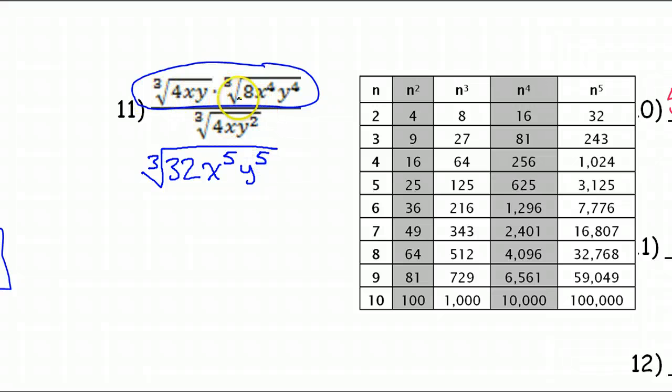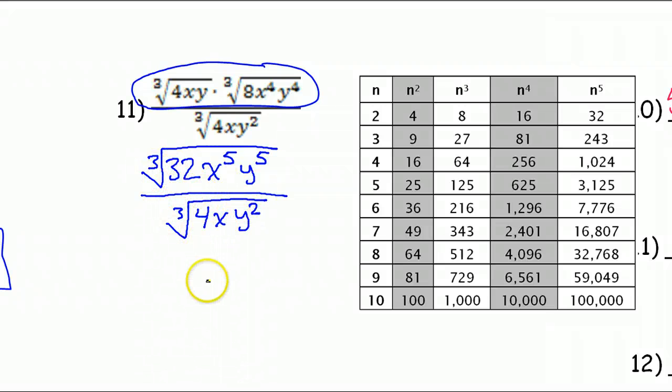Okay, fine. So I put those all together. So far in the denominator, I still have the cube root of 4xy squared. Now again, since they're both cube roots, I can do this division. Alright, so let's see what happens. Cube root still. 32 divided by 4 is 8. X to the 5th divided by x is x to the 4th power.